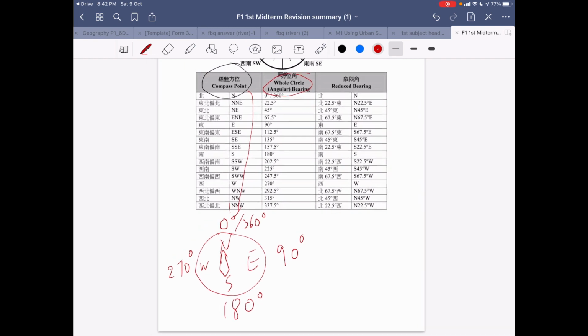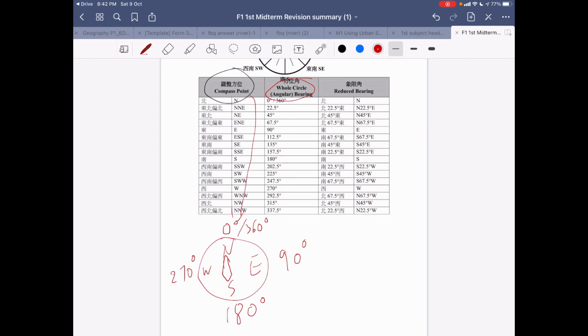And how about the reduced bearing? As I have told you in the lesson, you find it in 3 steps. For example, first of all, if you want to calculate or measure a certain angle, like this, with north, east, south, west, you ask yourself which proportion it is located in, the northern half or the southern half. What is the northern half? The yellow one.